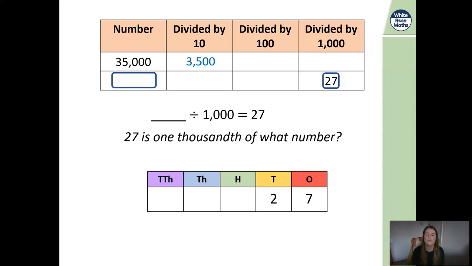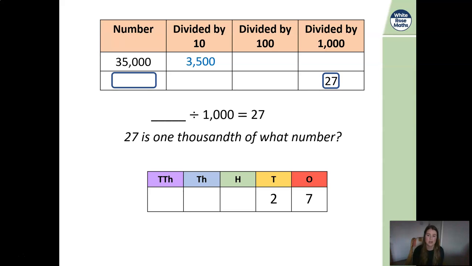Now we know that the number has already been divided. So in order for us to find the original number, we're going to need to do the inverse. We're going to need to multiply. Now go back and think about what we learned. How many digits am I going to move if I am now going to multiply by 1,000, and which direction? Right, let's see if you got it right.